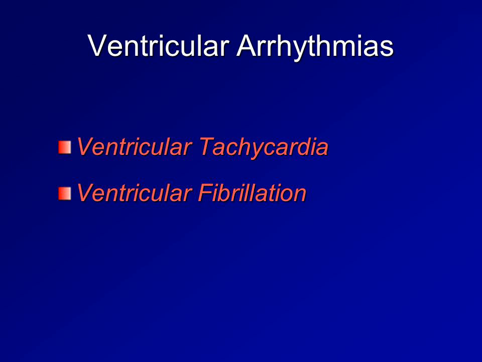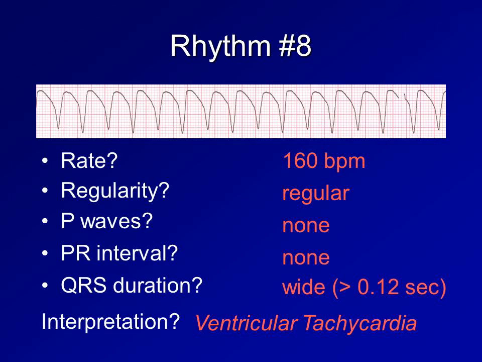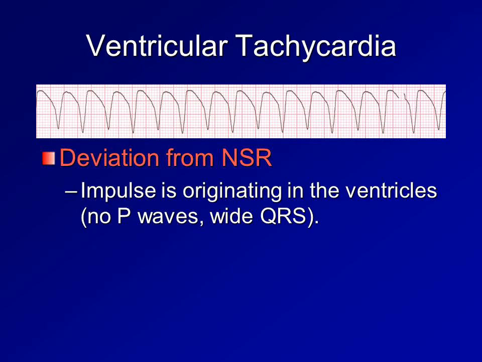Ventricular arrhythmias: ventricular tachycardia, ventricular fibrillation. Rhythm number 8: rate 160 bpm, regularity regular, P waves none, PR interval none, QRS duration wide, greater than 0.12 seconds. Interpretation: ventricular tachycardia.